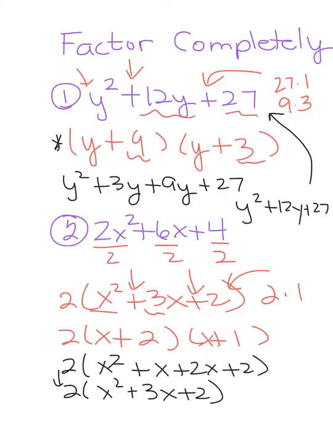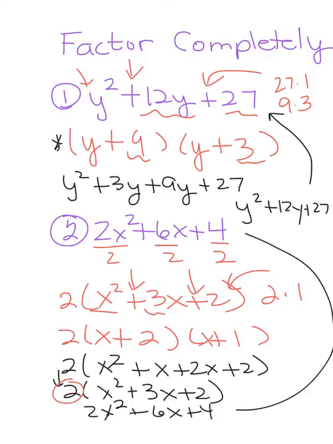Now my last step is to distribute through this 2 right here. So I'm left with 2x squared plus 6x plus 4, which is exactly what I started with, so I know I factored correctly.